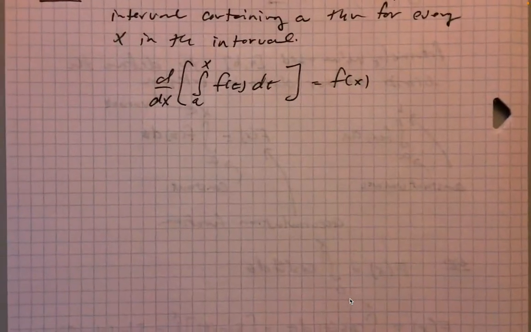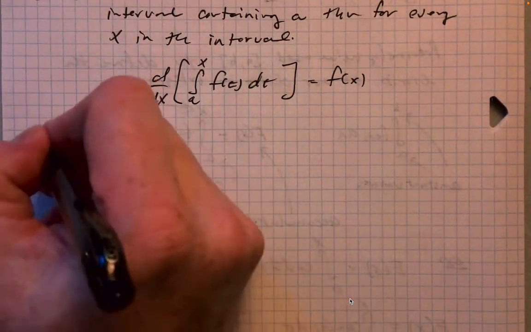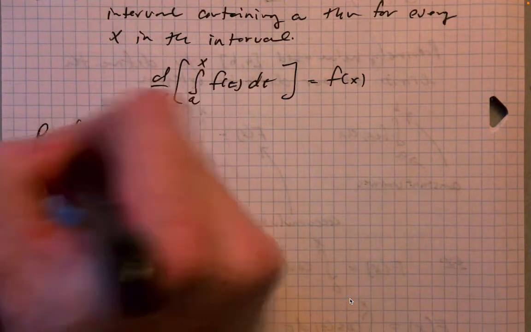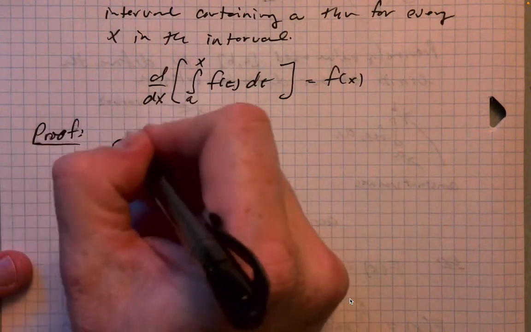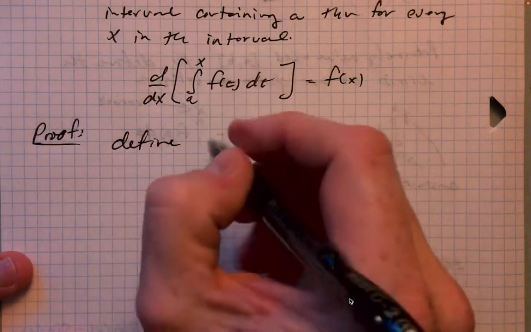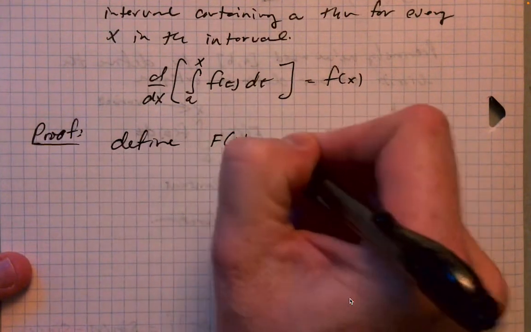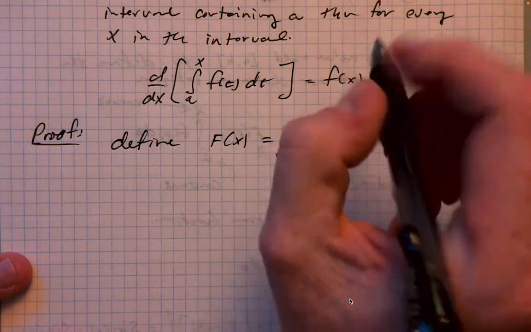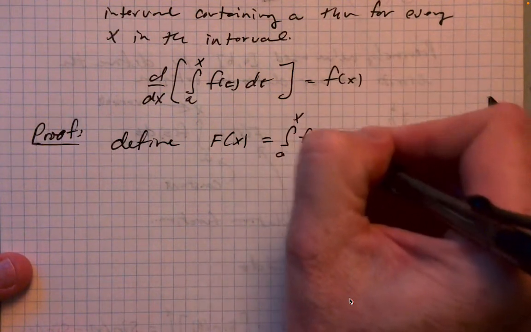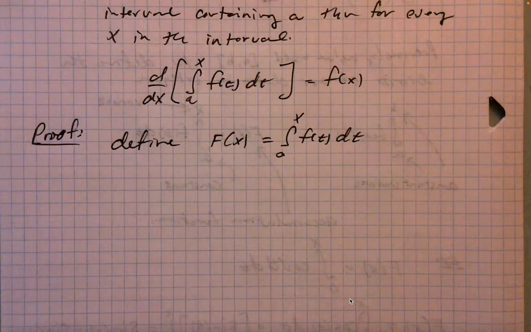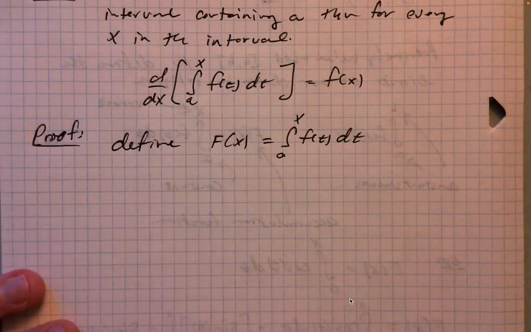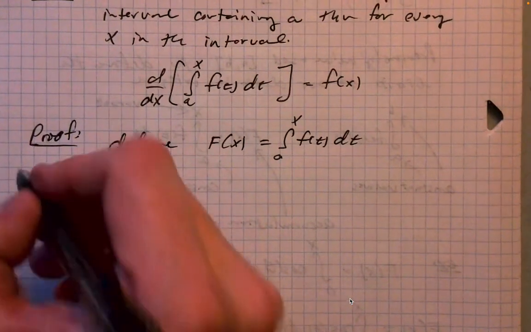It's not a bad proof at all, actually. Let's do it. So start by defining this accumulation function. F of x equals the integral from a up to x of f of t dt, right? So that's the starting point. And then we're going to differentiate this thing, right? We're going to use the definition of the derivative.